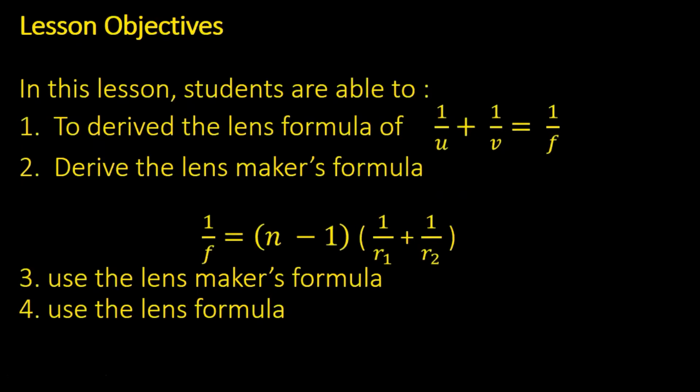Lesson objective. In this lesson, students are able to derive the lens formula of 1 over u plus 1 over v equal to 1 over f. Objective number 2. Students are able to derive the lens maker's formula, that's 1 over f equal to (n minus 1) times (1 over R1 plus 1 over R2).